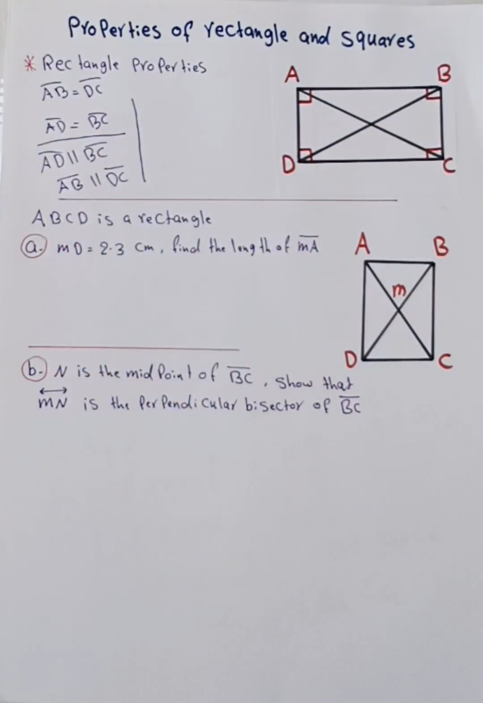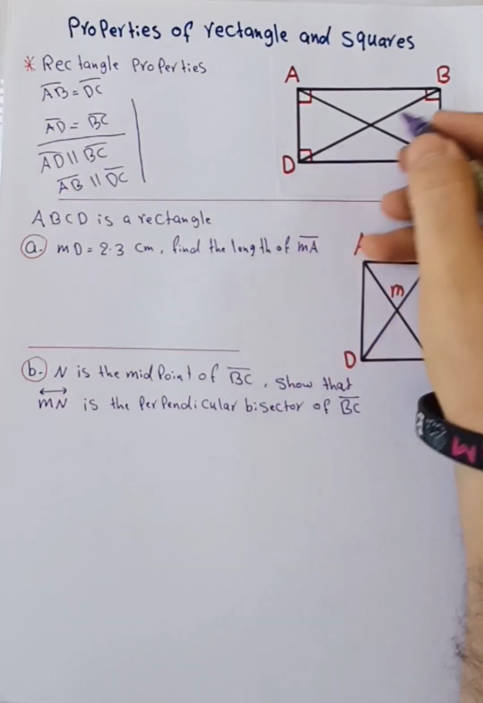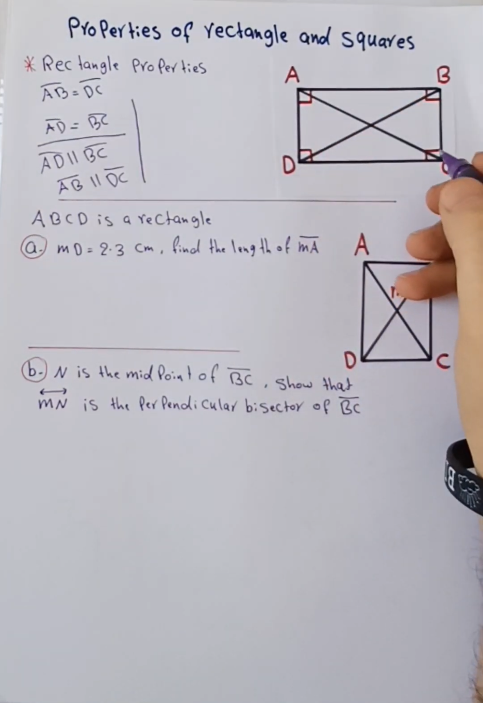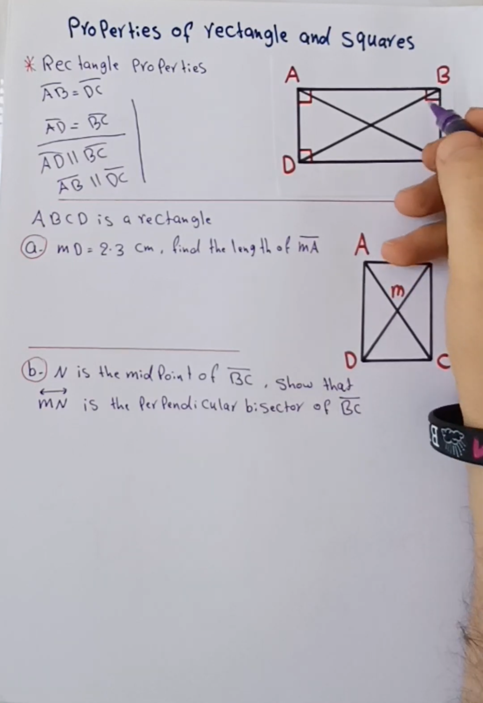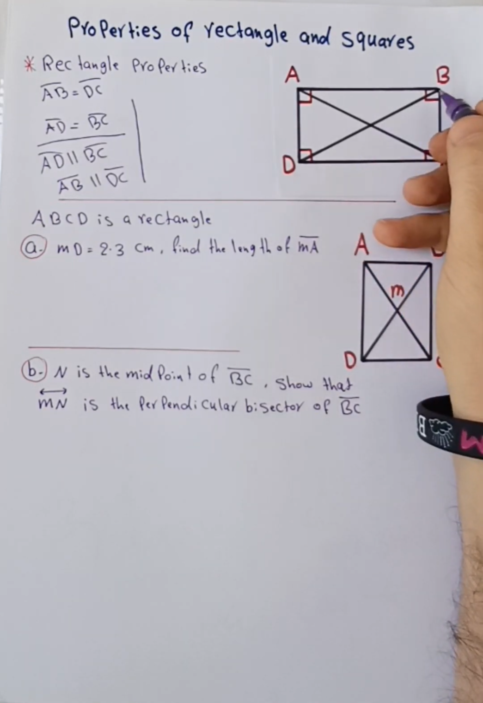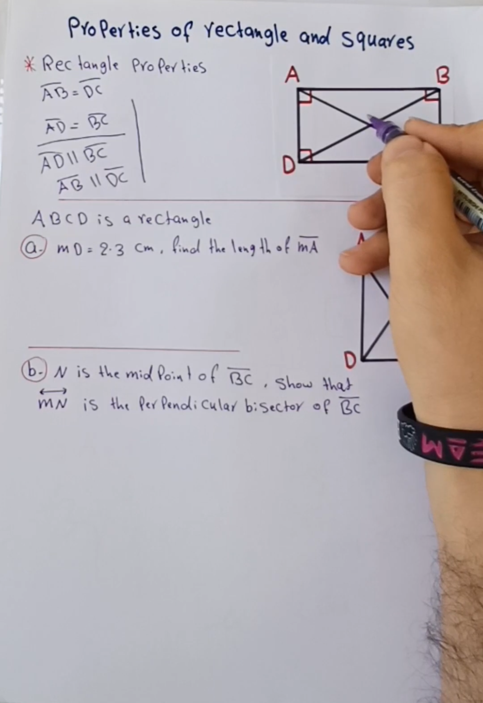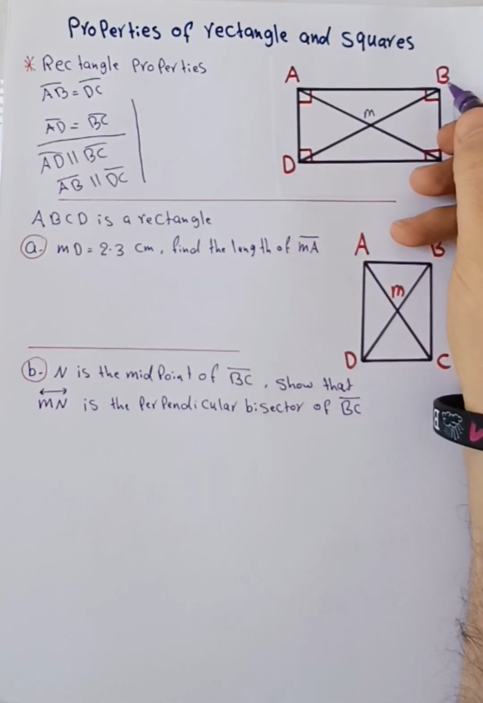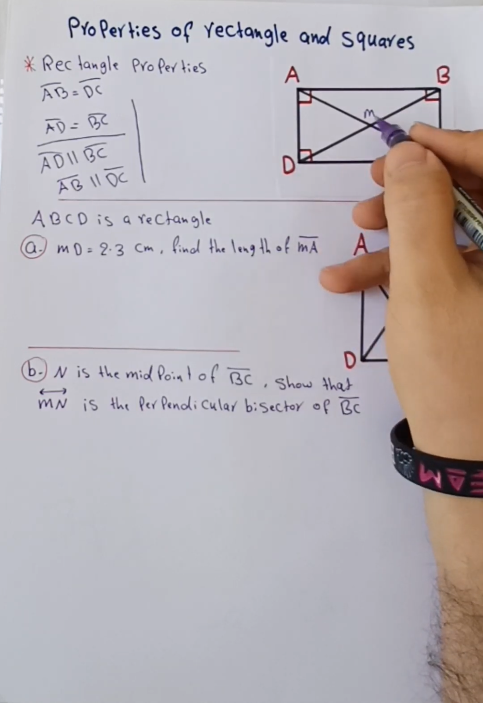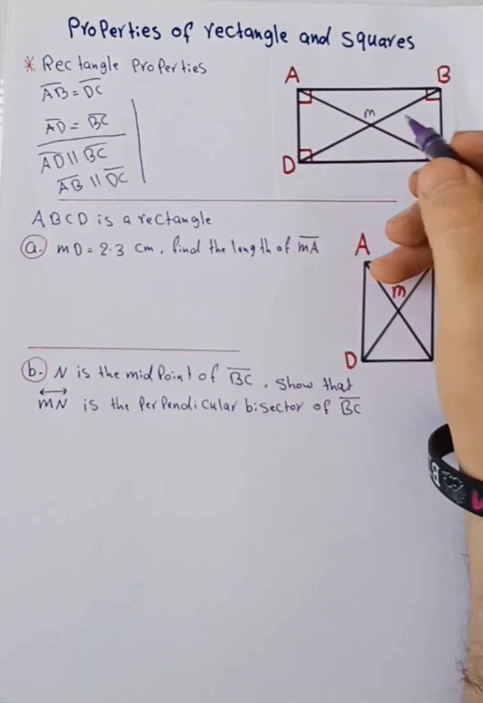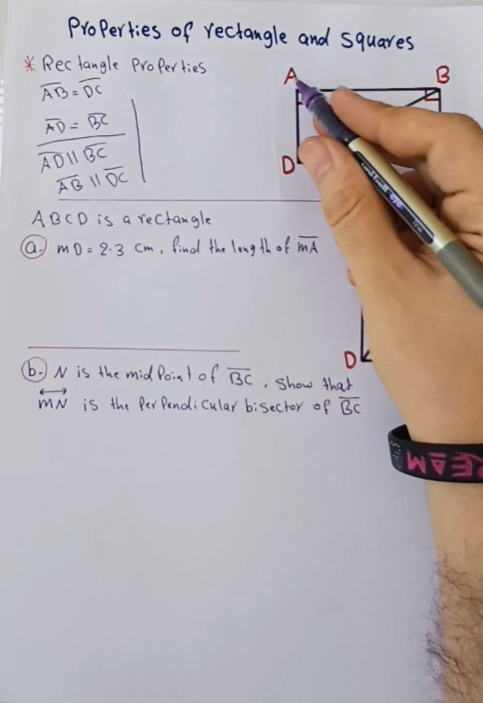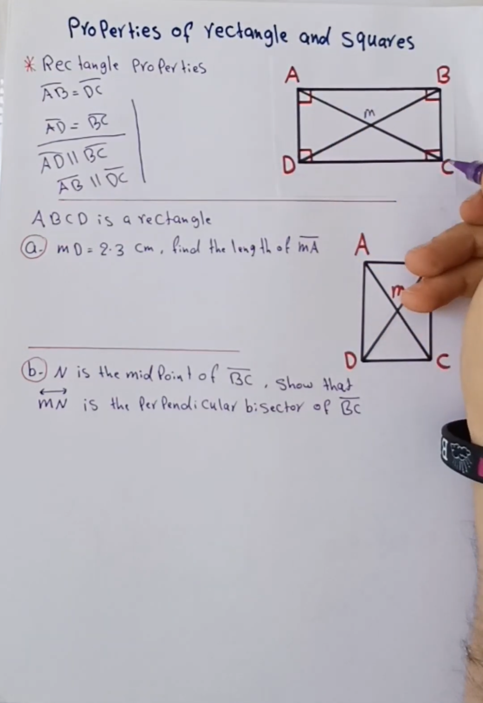And then the diagonals bisect each other. It means, when we have a point, for example M, MB is equal to MD and MA is equal to MC.